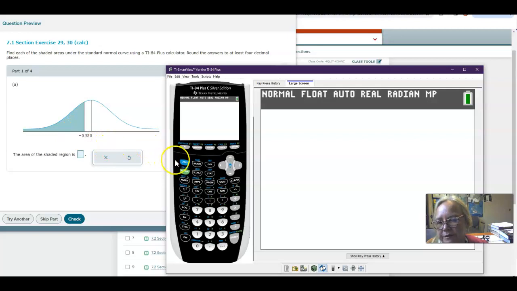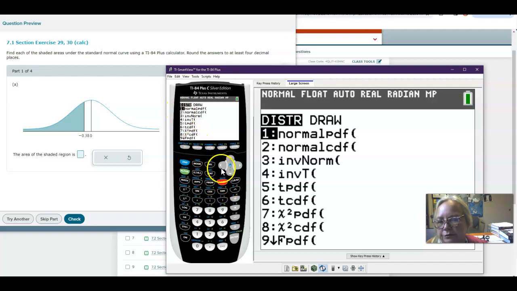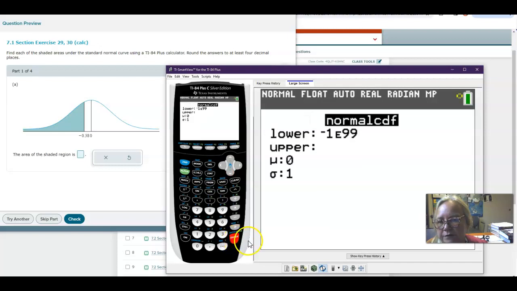We will use the normalcdf command, which is on the second bars, number 2. We will not use normalpdf in this class, so normalcdf. Then you have to enter the lower boundary and the upper boundary, which is negative 0.38. I'll show you that for negative numbers you use the negation sign here, not subtraction. Now it says standard normal curve, which means that mu is 0 and sigma is 1.